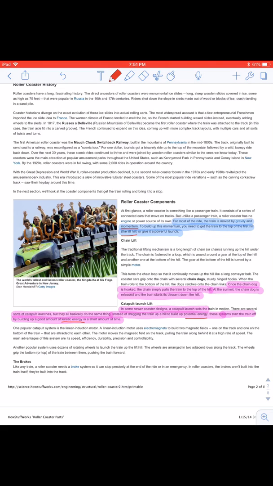Now, if we look at that, it looks like we're talking again about the forces and those related effects. So let's change that to blue.